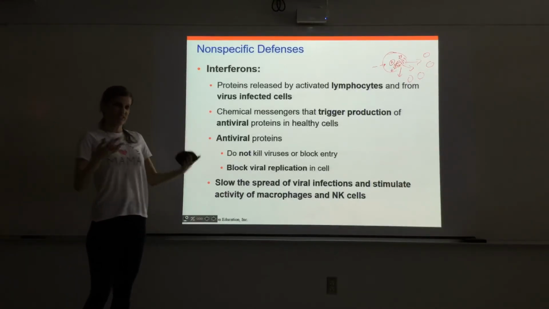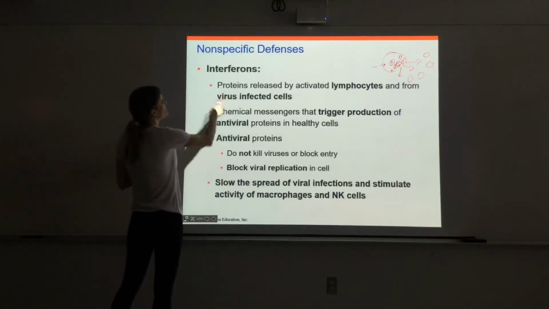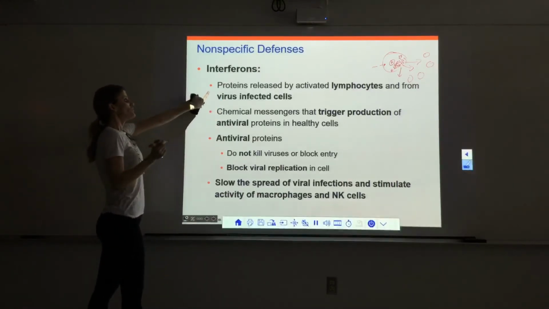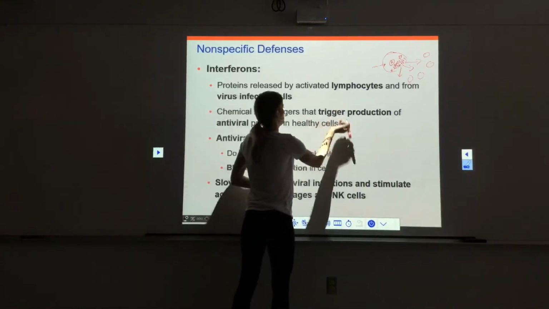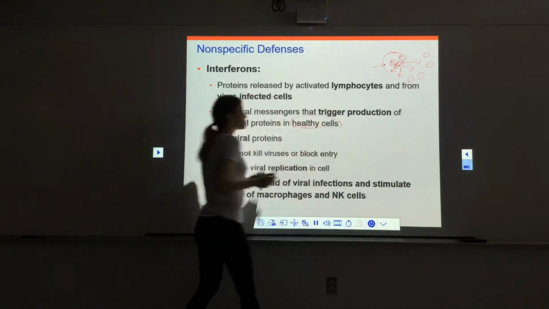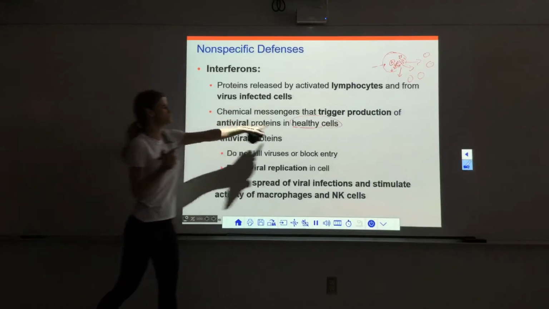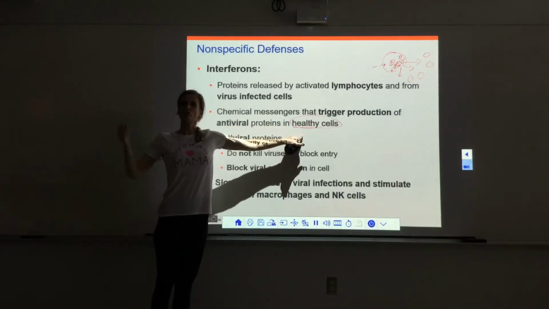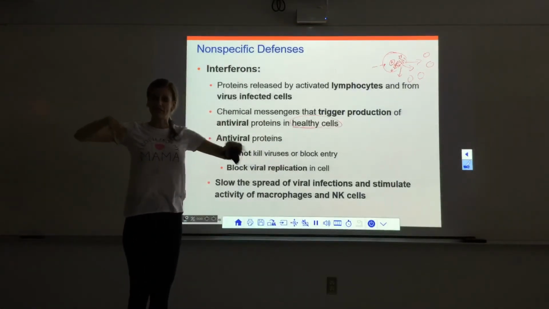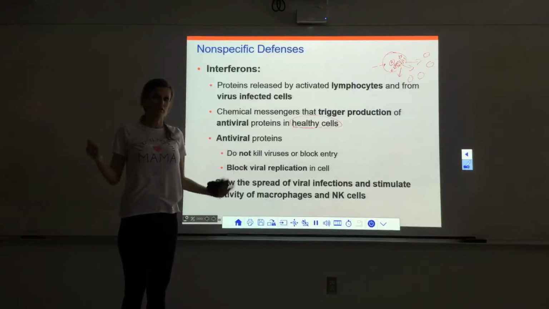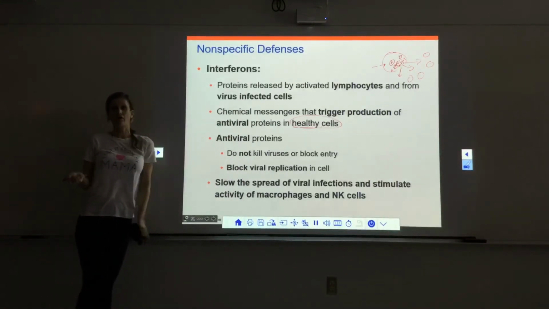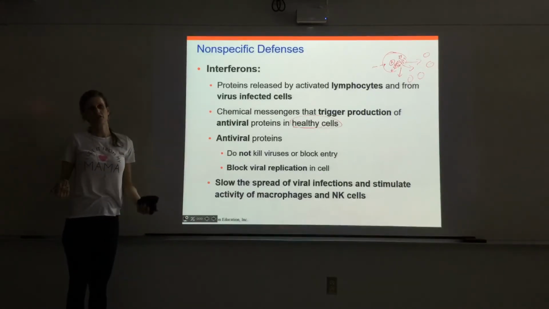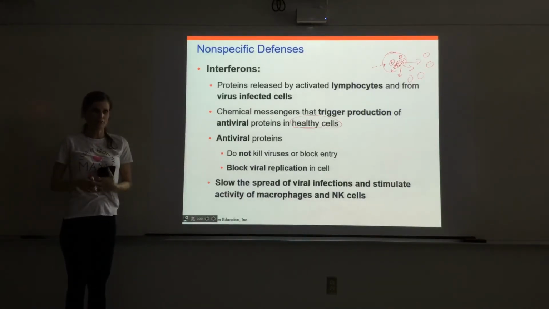Okay, so what interferons do is they go to neighboring cells, as chemical messengers that trigger the production of antiviral proteins in healthy cells. So they go to all of the neighboring cells and they say, hey, look, there's a virus that's nearby. You need to start making these antiviral proteins. You need to protect yourself against this virus that's in the area.